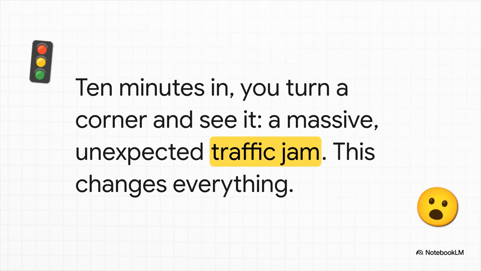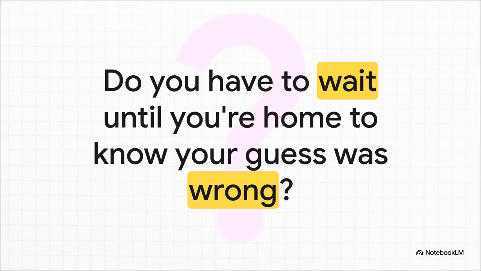So you hop in the car, put on some music, and for the first 10 minutes, everything's going smoothly. But then you round a bend and bam, a sea of red brake lights, a total standstill, an unexpected massive traffic jam. Suddenly, you have a new piece of information and it completely changes the game. Now, here's the key question. Do you need to wait all the way until you pull into your driveway to figure out that your 30-minute guess was way off? Of course not. You know it right now. Sitting in that traffic, you immediately know your initial estimate is toast. Waiting until the very end to update your thinking would be, well, kind of pointless and super inefficient. And that right there is the exact problem that TD prediction solves.